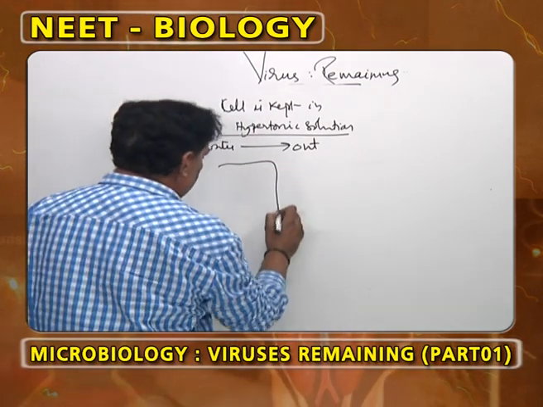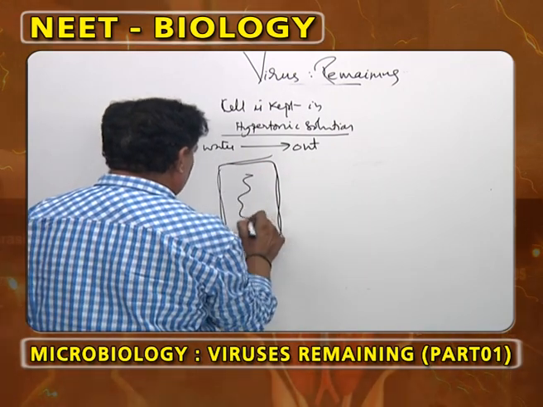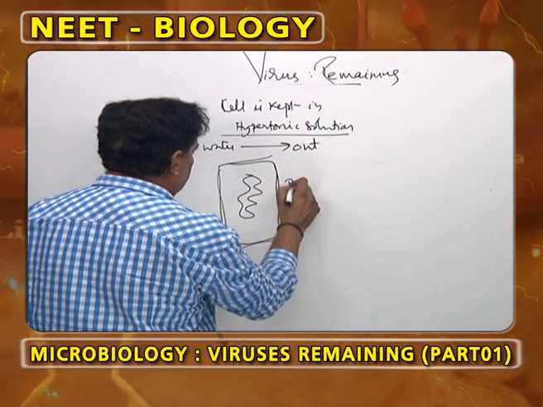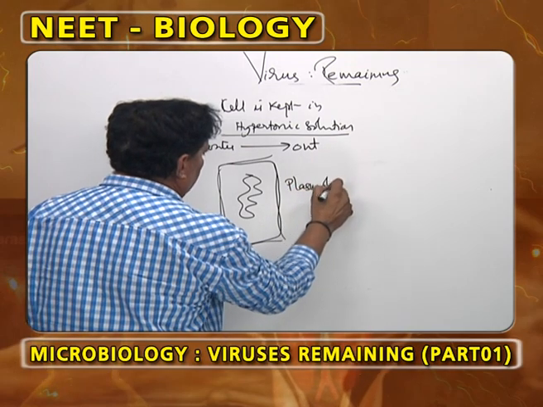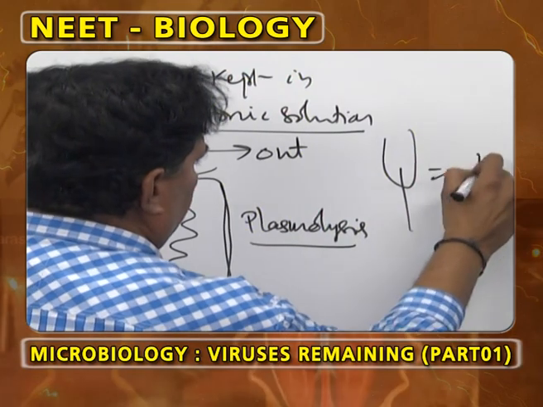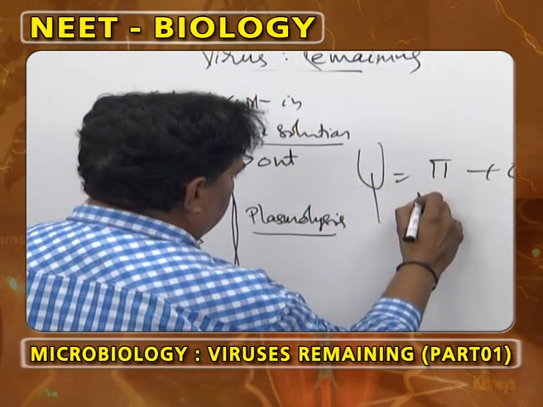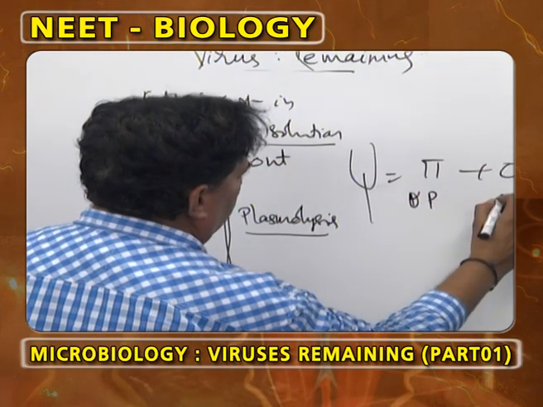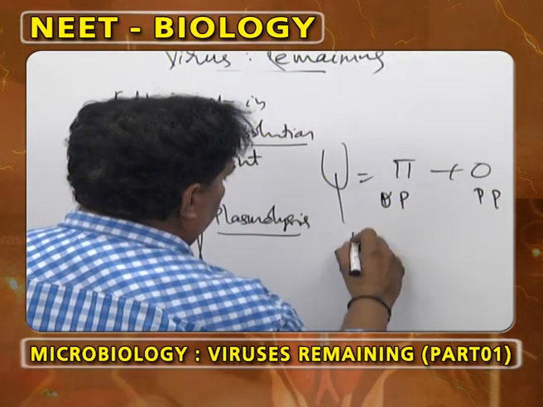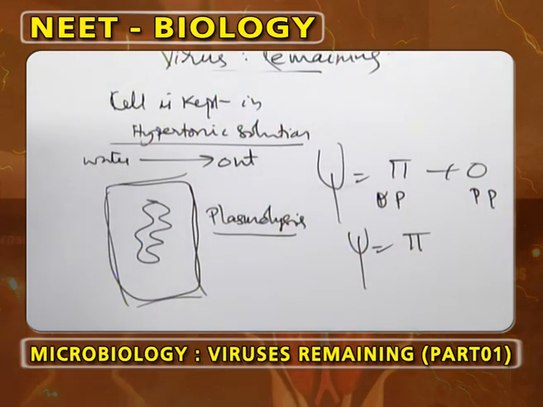So, whenever water moves out of the cells, since 90% of protoplasm is water, shrinkage of protoplasm occurs, which is called plasmolysis. In plasmolysis, water potential is equal to pi plus 0. Pi is osmotic potential, 0 is pressure potential. That is why the value of water potential is exactly equal to osmotic potential.